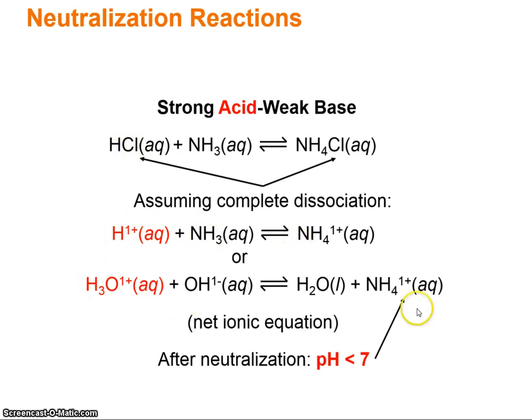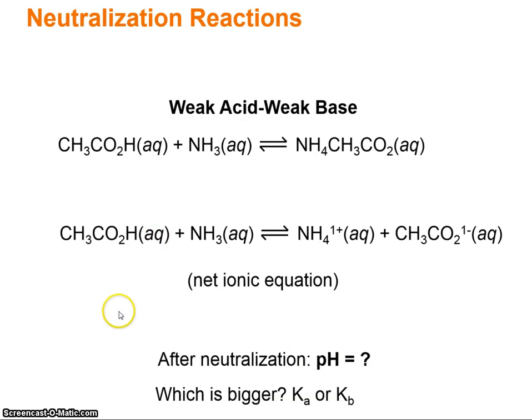If I wanted to do it with the full-on having the H3O plus, this would be the net ionic equation. After neutralization, I'm left with water, and the water is a spectator, and NH4 plus. Right? NH4 plus is weakly acidic, right? And so it's going to go with a pH below 7.